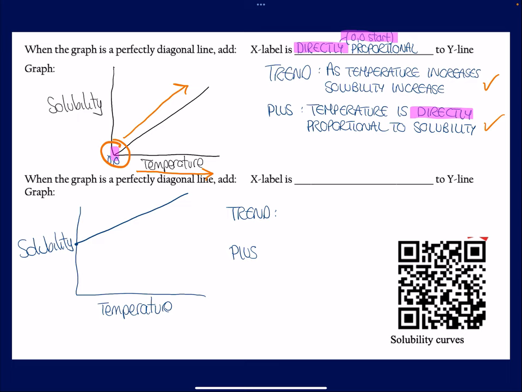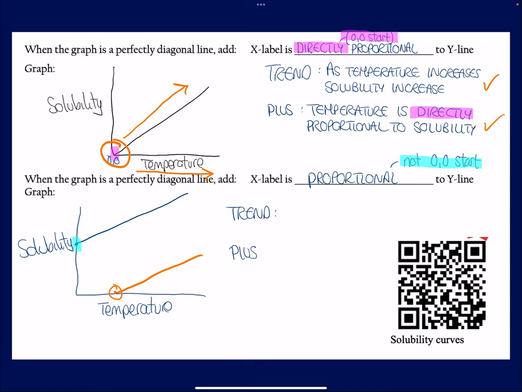But what happens now if the line doesn't start at 0, 0, it starts maybe on your y-axis? I think we had one today in class where it started up here. So we now can only say X label is proportional. So there's no directly in this, and it's not a 0, 0 start. Okay, so that's the giveaway.